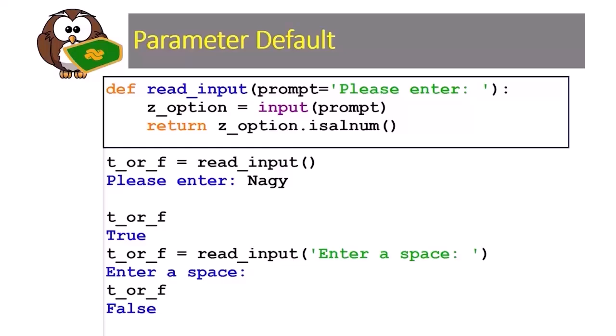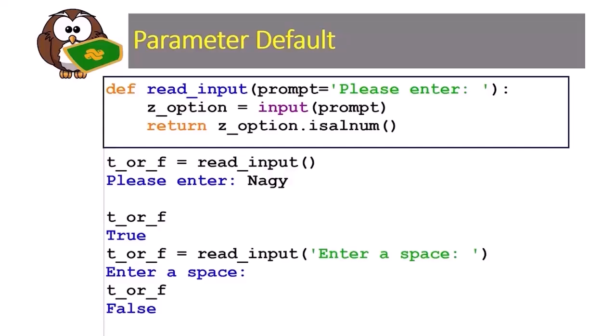So just like print and other functions, we can also have a default parameter. And in this case, we're going to have a default prompt, please enter, that we'll always use if none is provided before performing the exact same operation.